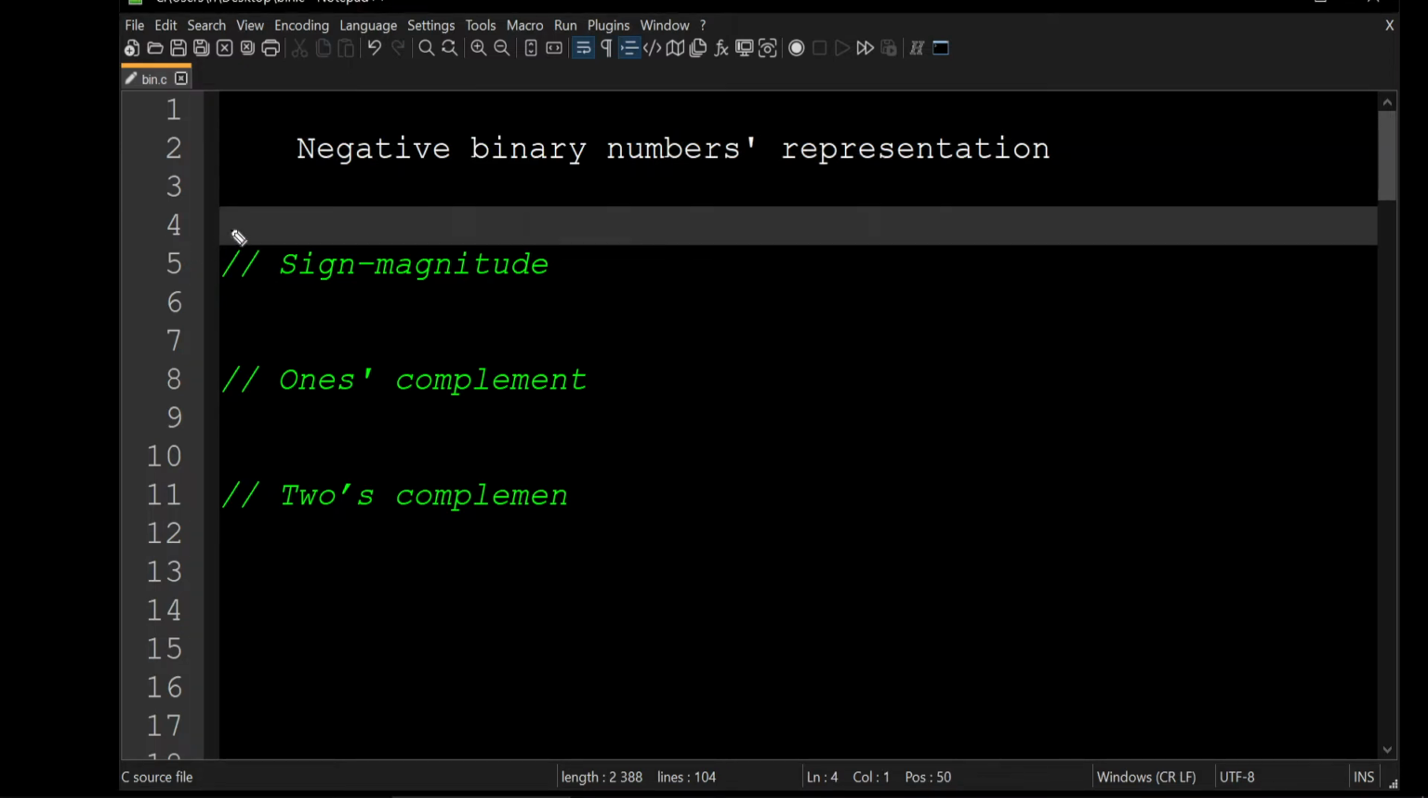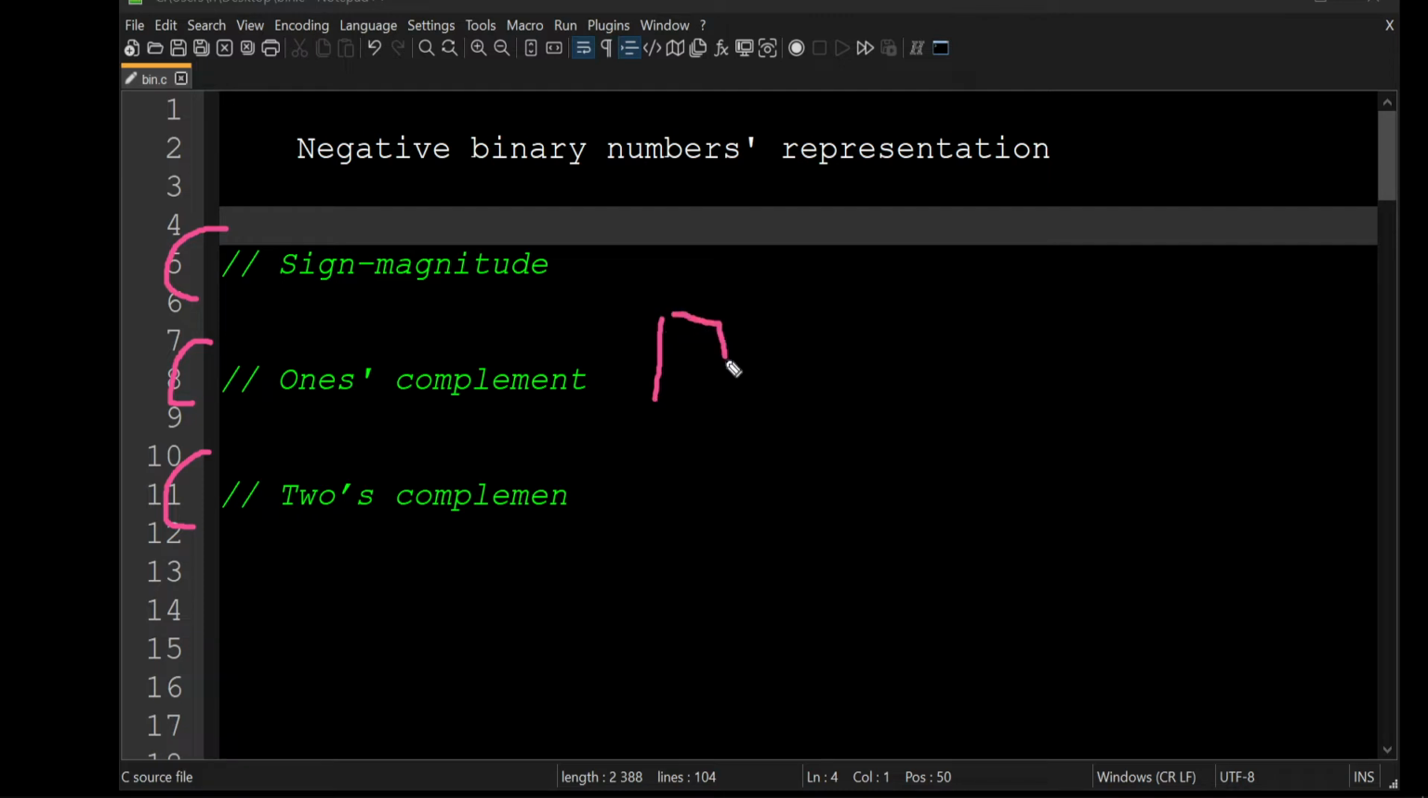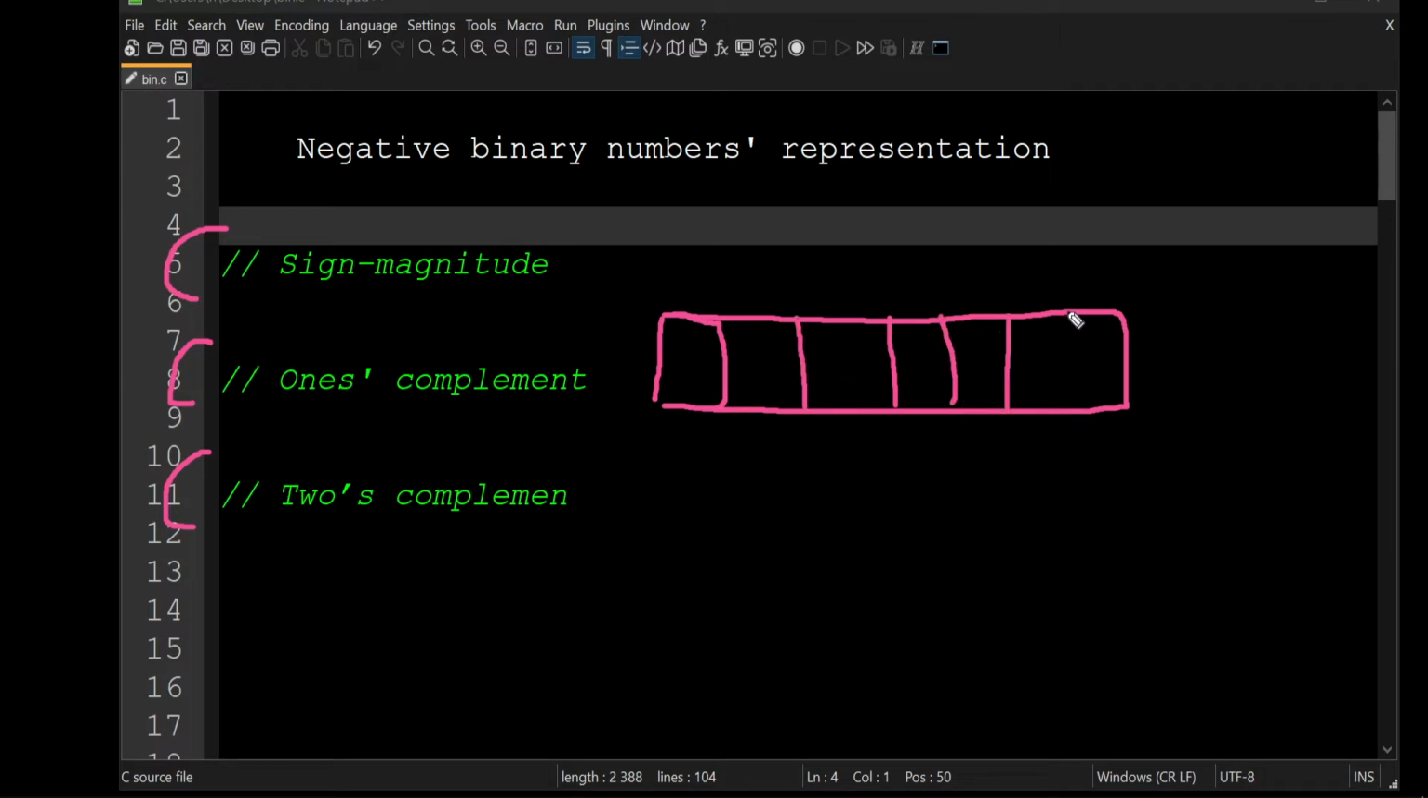There are three different ways of doing so, and they are all based on the same idea of a sign bit. So what does it mean, sign bit? Actually, in computer science, most of the time you use 8-bit numbers. So let's draw it. We have 1, 2, 3, 4, 1, 2, 3, 4. And this is kind of an 8-bit box. So we could put 8 digits here.